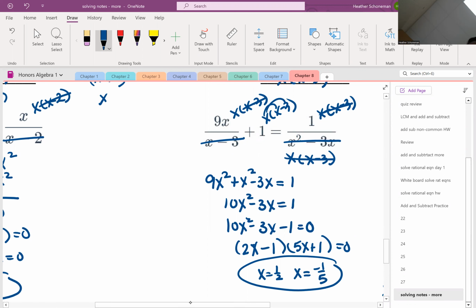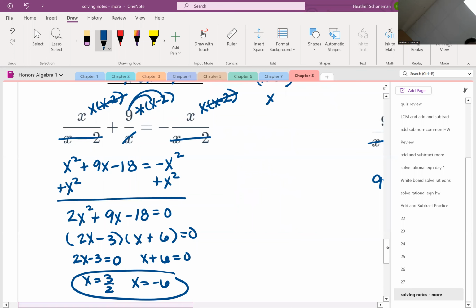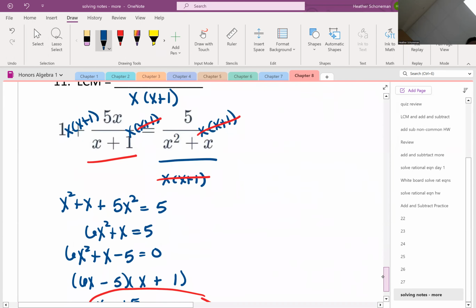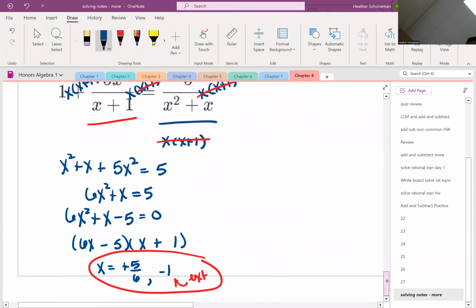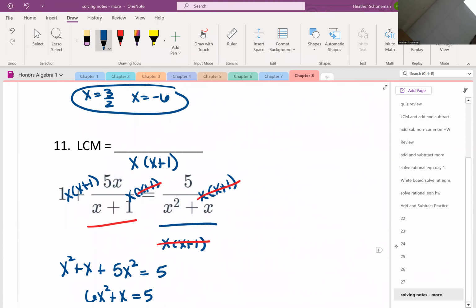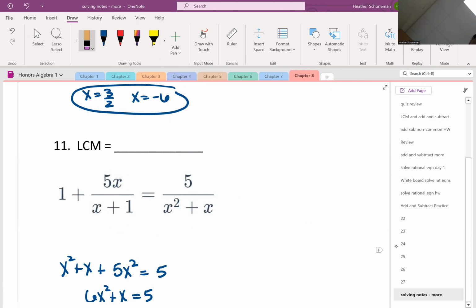Okay, pause the video one last time and see if you can do the last one on your own. Okay. This got a little wonky, so I will erase it. Sorry, my screen shifted. My least common multiple, I got to factor that. I get x and then x plus 1 when I factor out. So my least common multiple is x times x plus 1.